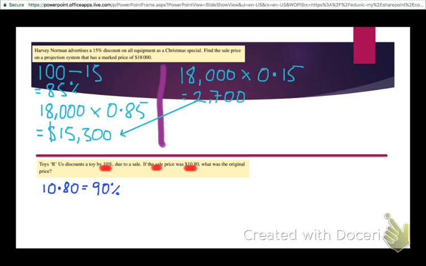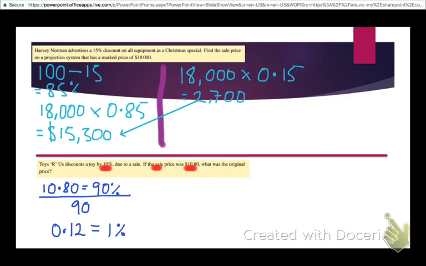Okay, so if $10.80 was 90% of the price, we can divide those by 90, and get ourselves the 1%. So that'll come down to 12 cents, and that is equal to our 1%. Now you can just about do this possibly in your head. You might have jumped ahead already.